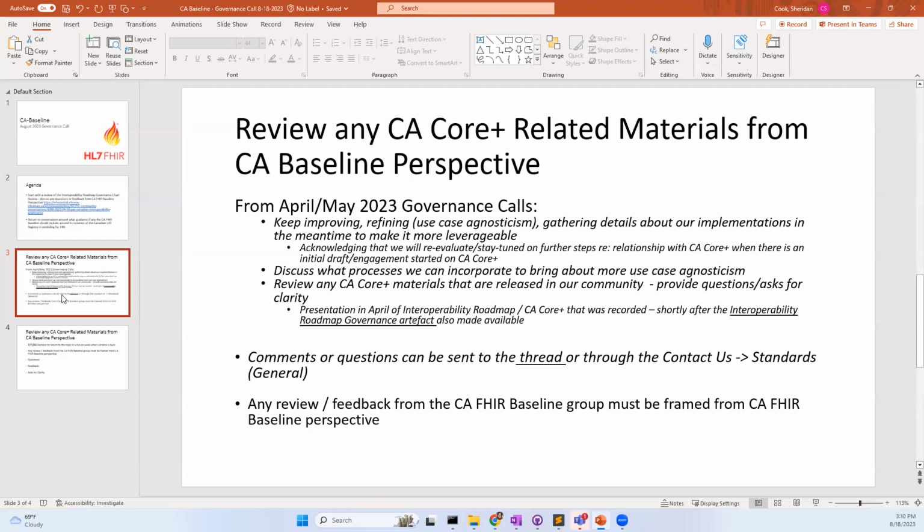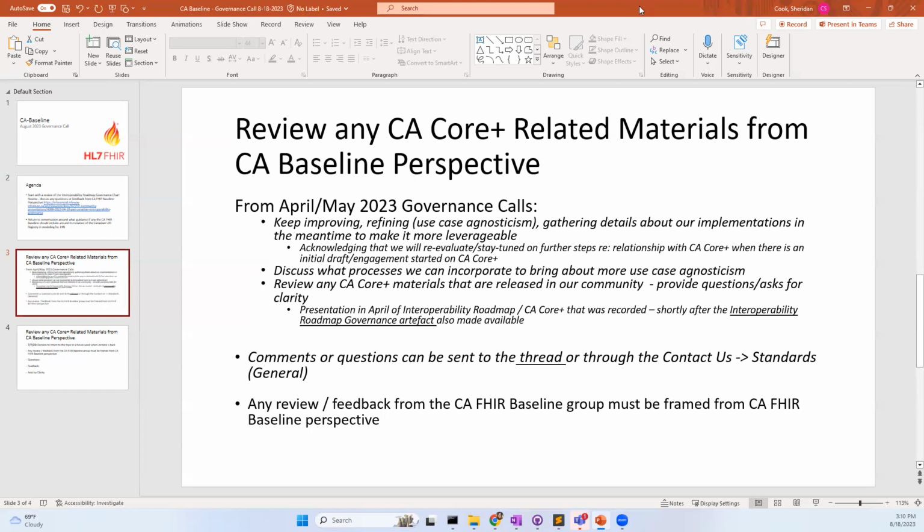And then I think it's going to be important to stay, I know many of us wear many hats, but when we are providing questions or feedback from a CA baseline perspective, they've got to be rooted in the CA baseline experience. And so I think those are the two housekeeping items to help catch folks up that may not have been on the calls in that April timeframe.